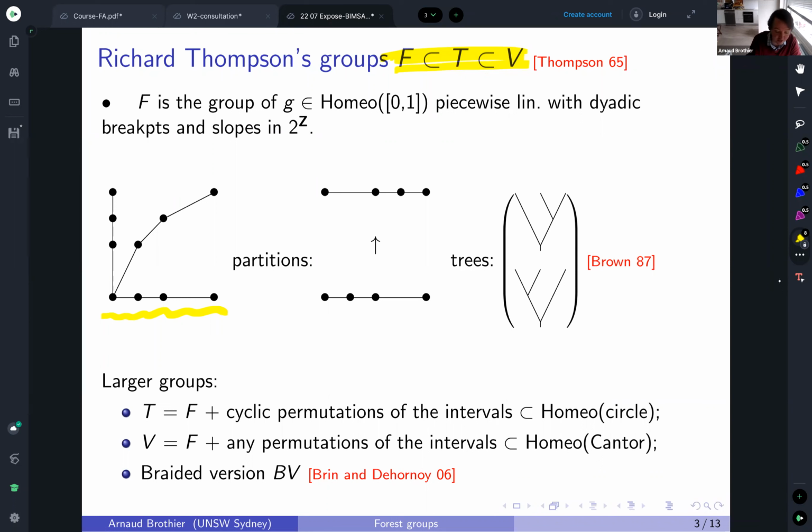And so you see on each piece, it's linear, there's a slope. Here, the slope is going to be 2, this is 1, and this is 1/2. Okay. And here you have some breakpoints. So the breakpoint is 1/2, this is 1/4. Okay, and that's 1. And you can see the data of such an element is completely captured by two particular partitions of [0, 1].